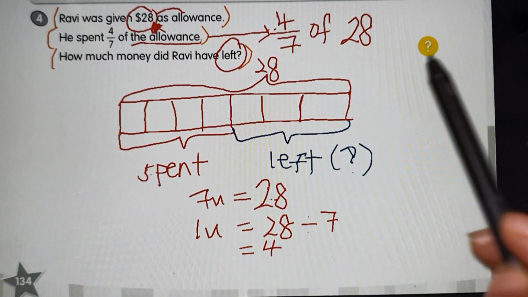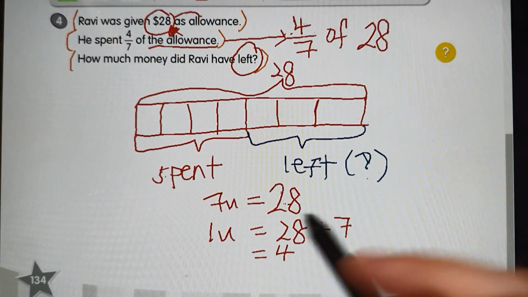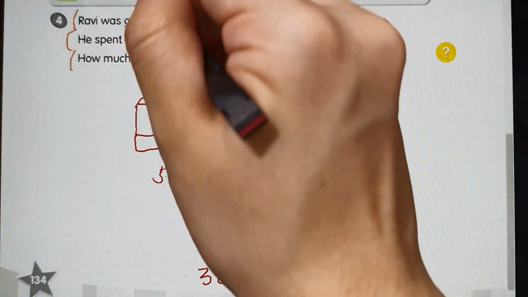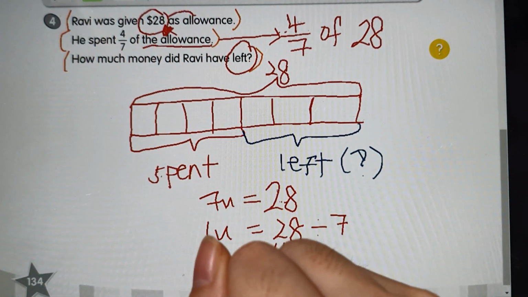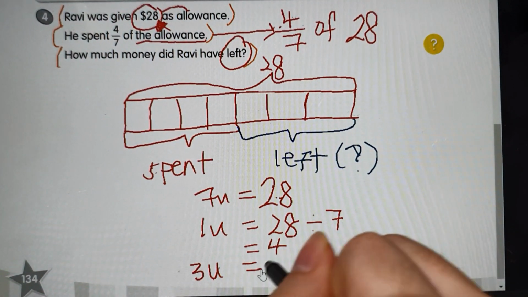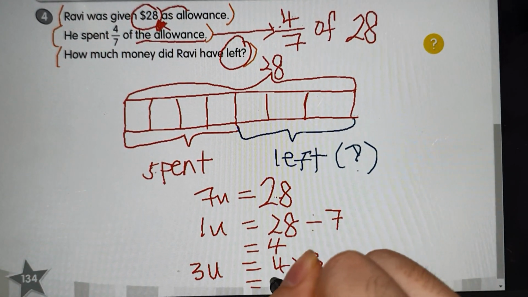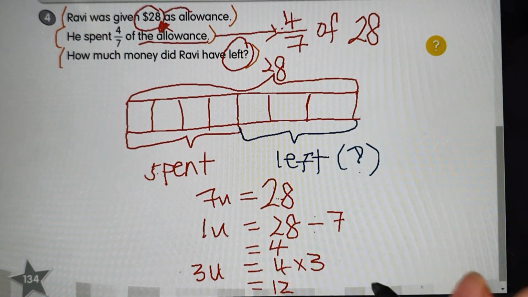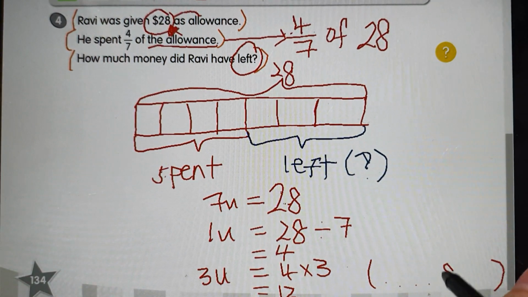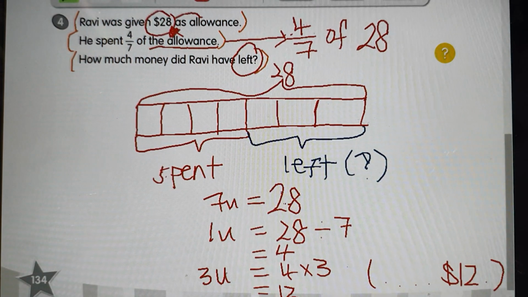And since I want to know how much Ravi left, which means I want to find a total of 3 units. So I move on to find 3 units. Which is 4 times 3, which should give you $12. And please write your word statement together with your units. Okay.